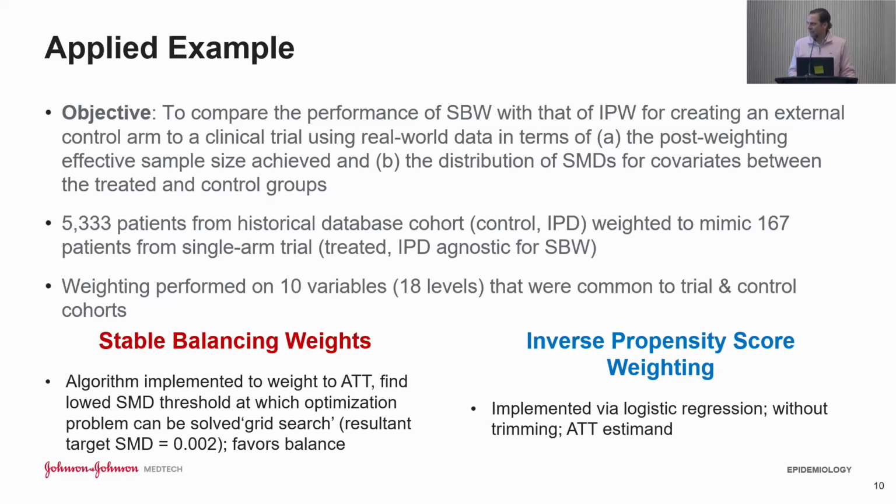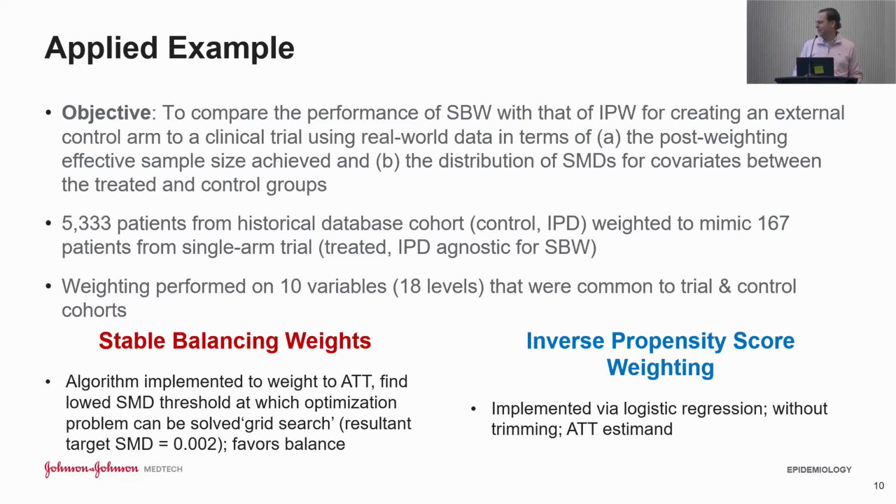We implemented stable balancing weights to weight to the ATT, and we used something called a grid search, which basically means you enter a series of standardized mean difference values that get progressively larger, and the algorithm will find the lowest standardized mean difference threshold at which the optimization problem can be solved, and this obviously favors balance over sample size. In this case, the optimization problem could be solved at a standardized mean difference threshold of 0.002, which is really, really low. But we wanted to see how low we could get there.